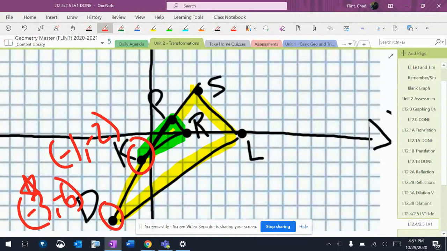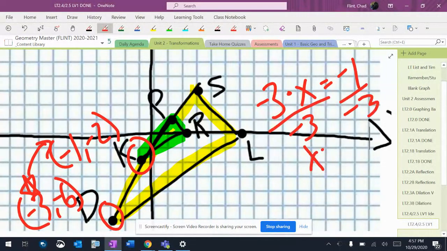Now remember, it starts here and it moves to there. All right, now let's say you're not sure. Well, let's figure it out. It'd be -3 times something, let's call it x, equals -1. And then just solve for x. Now this is going to give you 0.333 repeating.